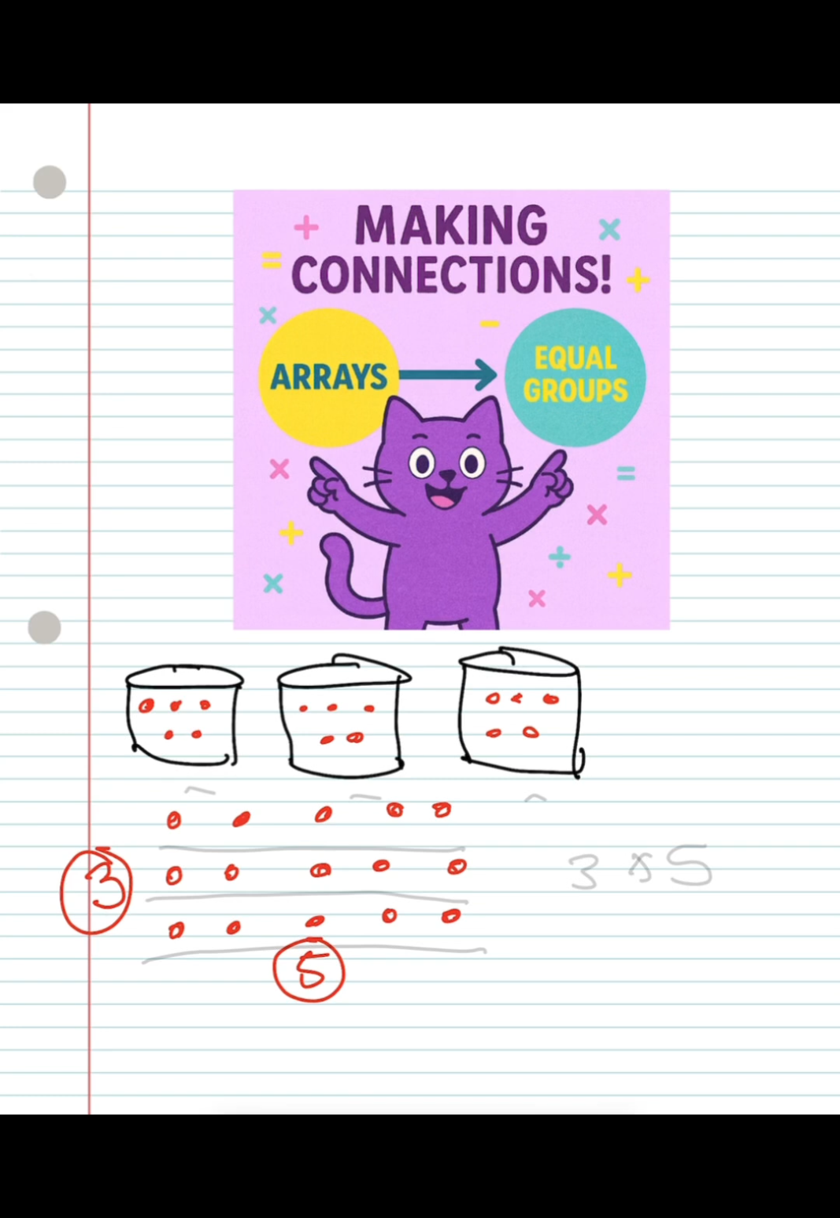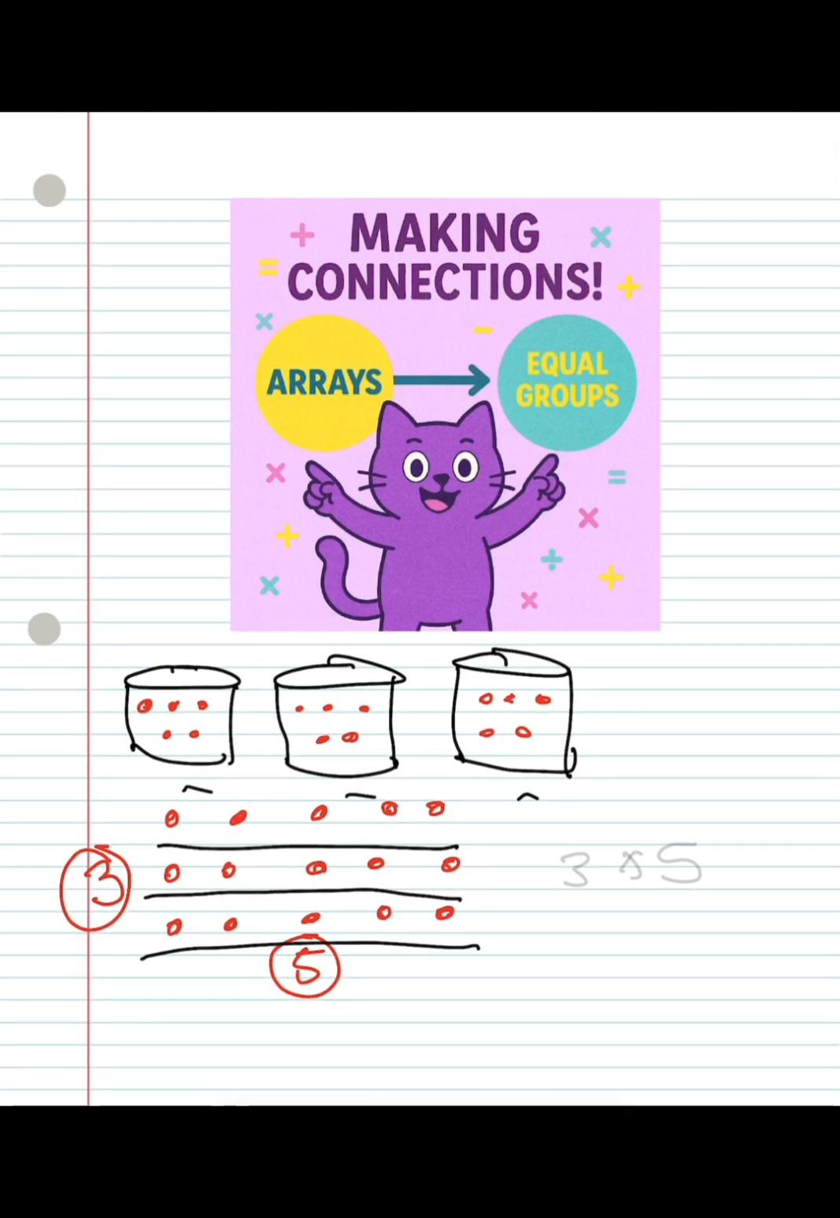An array is just a way to organize those groups into rows and columns. An array is just a picture that makes it easier to see the multiplication. So it's just an easier way to draw it out. Instead of showing 3 jars of 5, it's just an easier way to say, okay, I got 3 rows and 5 columns, so that's 3 times 5. Both show the same math fact, the fact that you have 3 groups of 5.